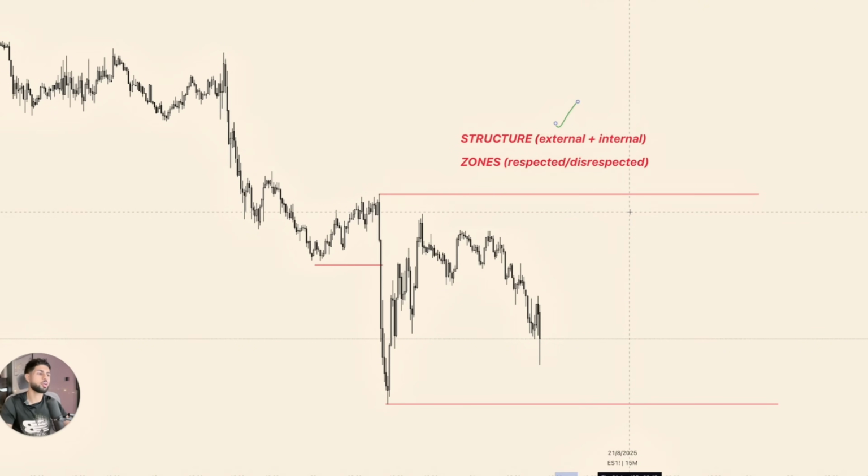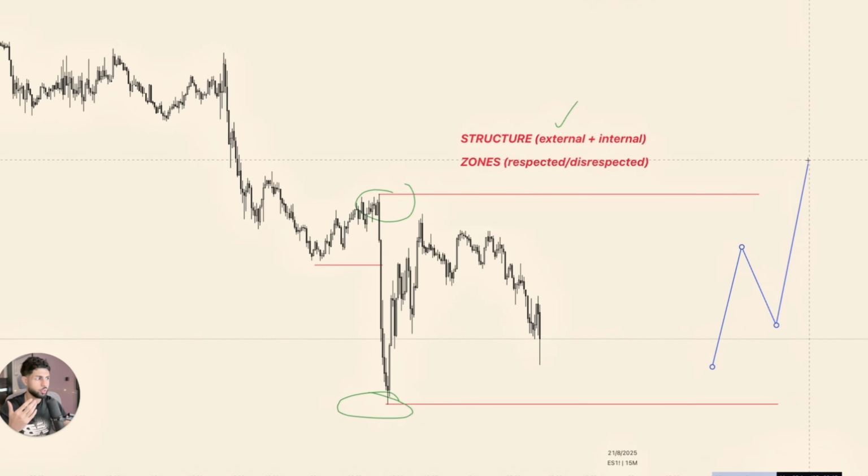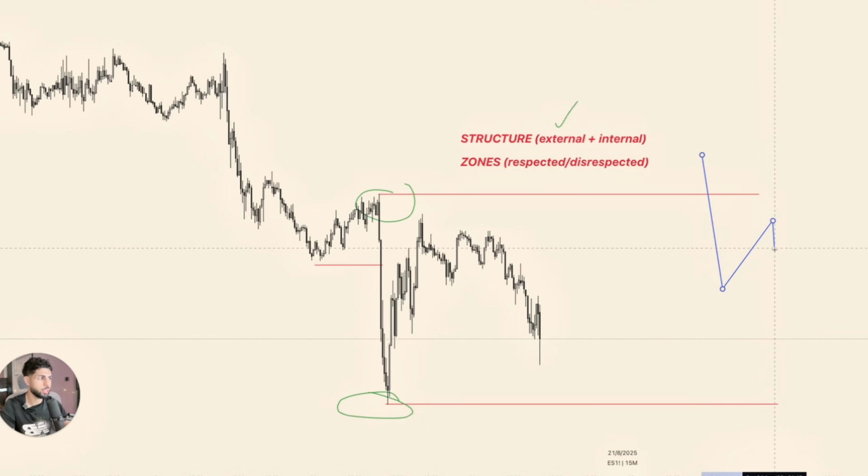Now we need to determine right now, are we pulling back towards this high or are we expanding lower towards this low? Because in every trend we have expansions and we have pullbacks. In an uptrend we expand, we pull back, we expand, we pull back. In a downtrend, what do we do? We expand, we pull back, we expand, we pull back. So we need to know, are we expanding lower or pulling back higher?